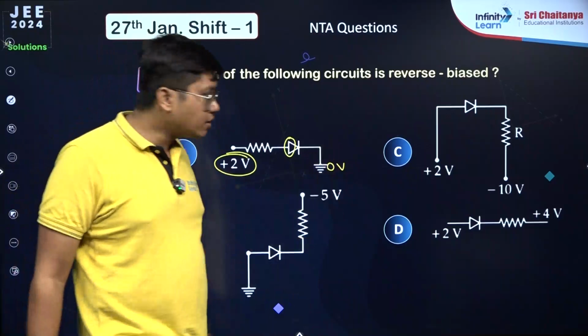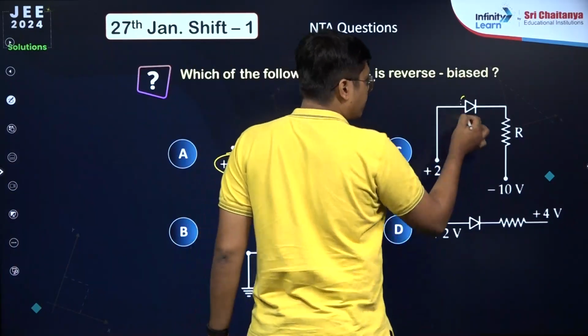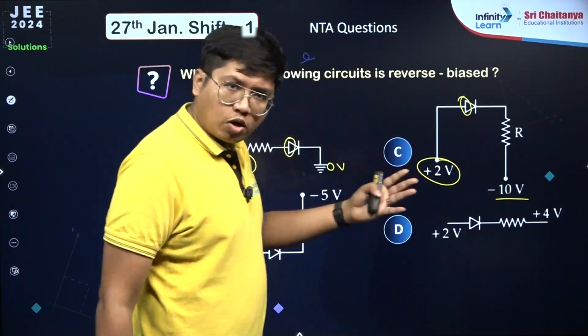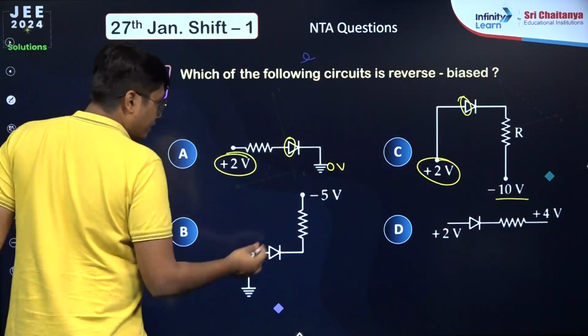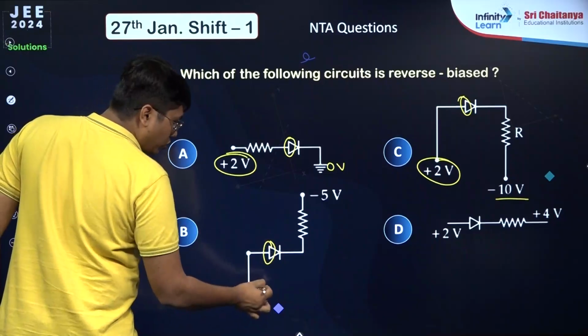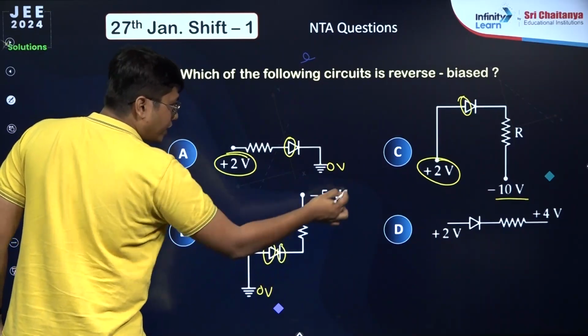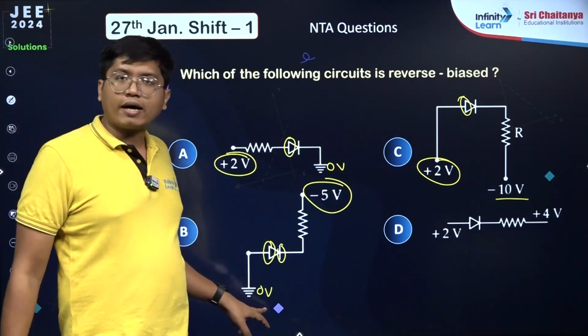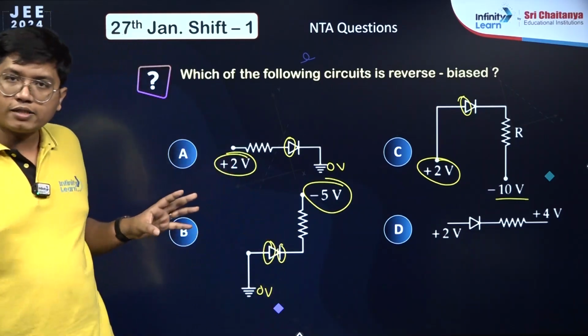So this is forward biased. Over here also you see the P side is connected to a higher voltage as compared to this. So it is also forward biased. Here P side is connected to 0 volt, but you see the negative side is connected to an even lower value. So technically P side is connected to the higher voltage. So this is also forward biased.